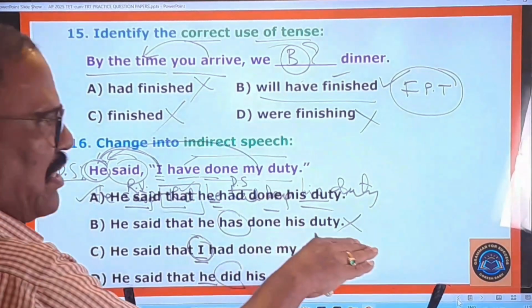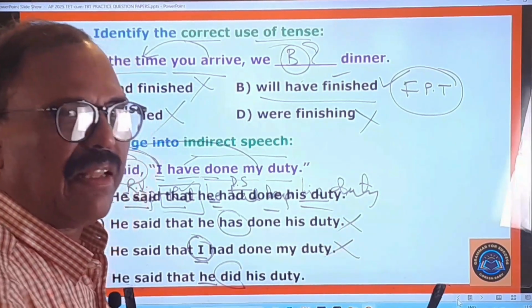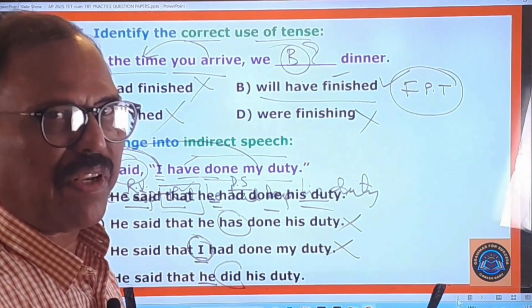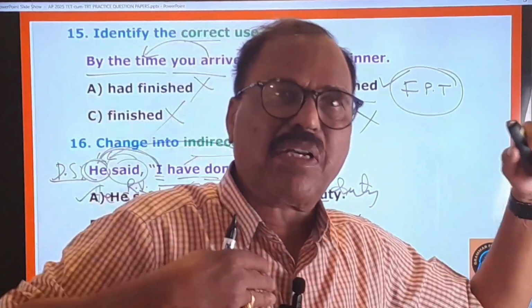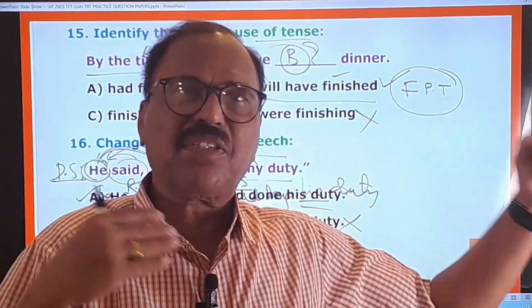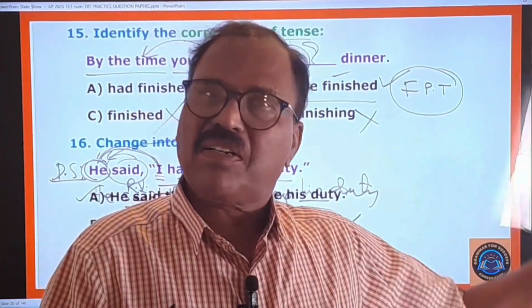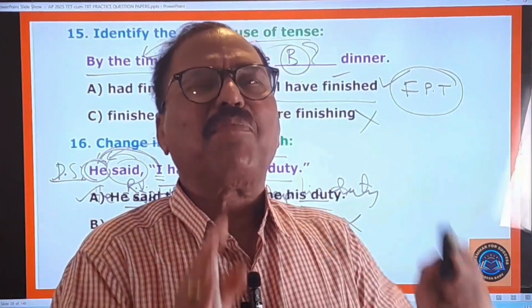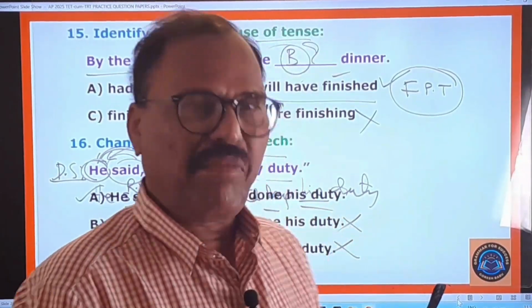All present perfect tenses of the direct speech must be changed into past perfect in the indirect speech. You know very well: simple present must be changed into simple past. Present continuous must be changed into past continuous. Present perfect must be changed into past perfect. Present perfect continuous must be changed into past perfect continuous tense. So all these rules are there. I have mentioned all of them in those detailed videos. Please watch those videos.